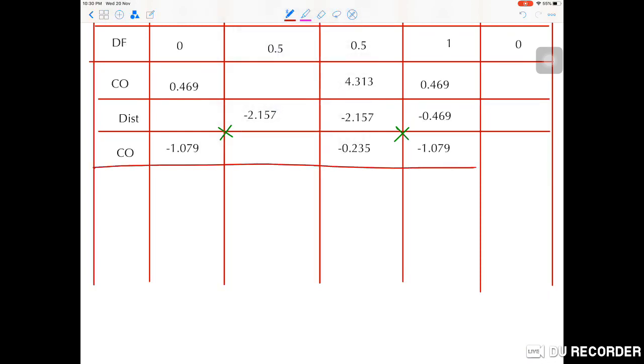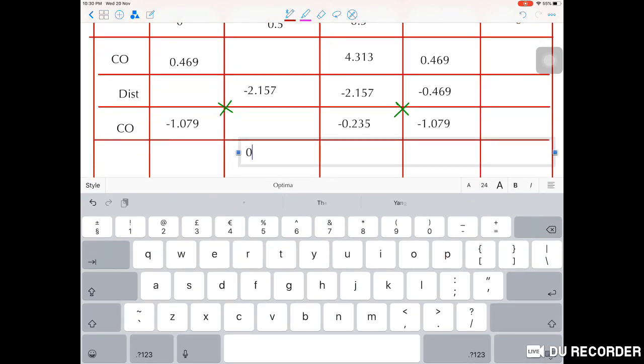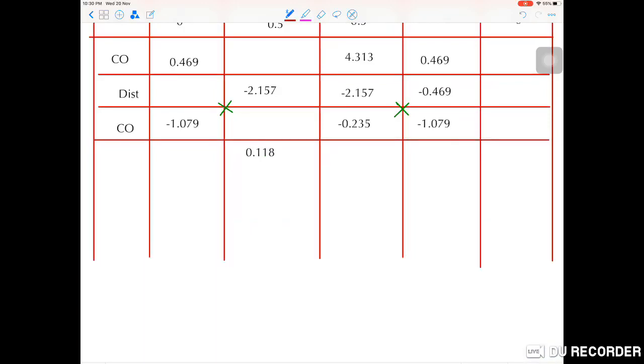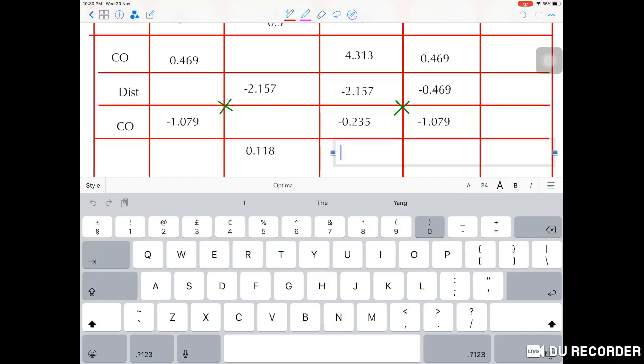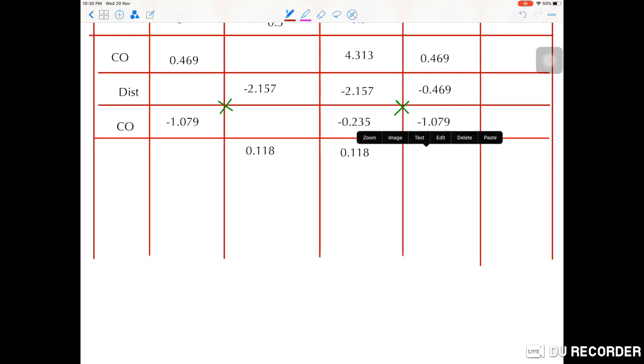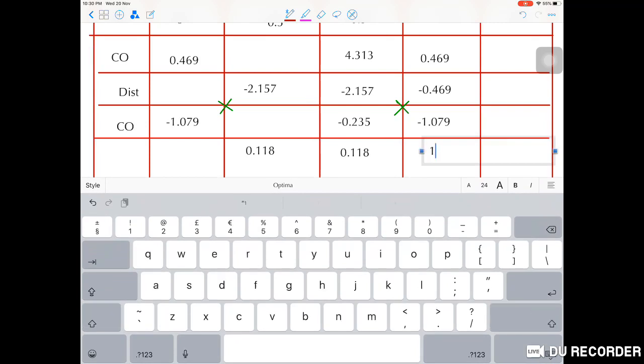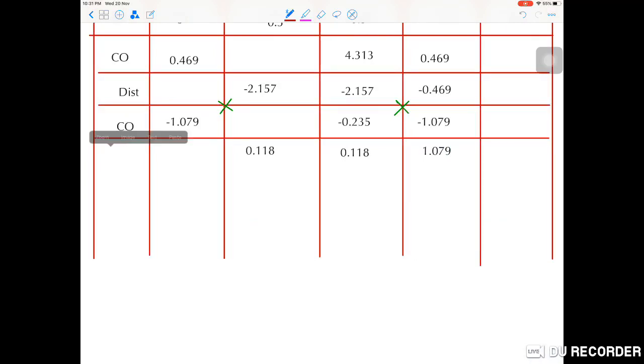Okay, continue with distribution. It is 0.235 times 0.5. It is positive 0.118, and this one is 1.079. This is distribution.